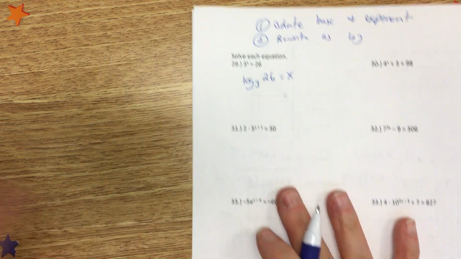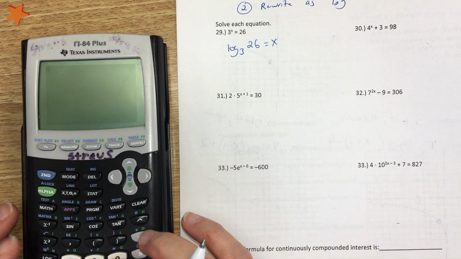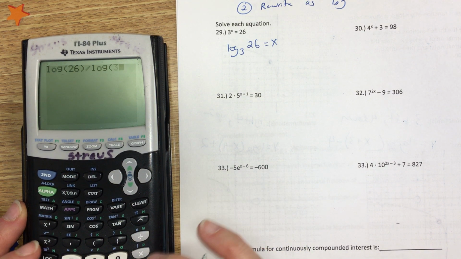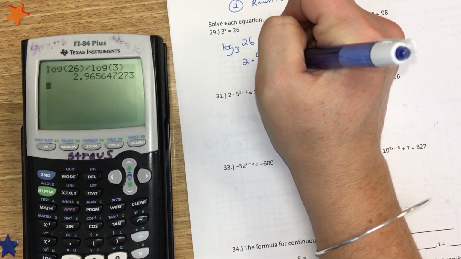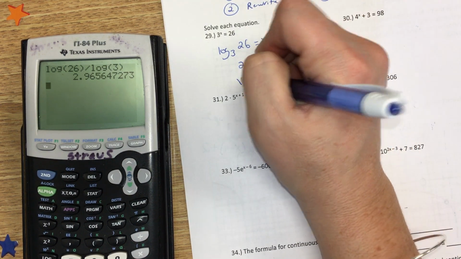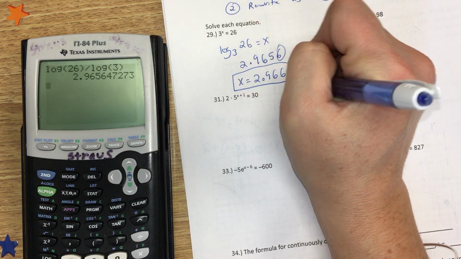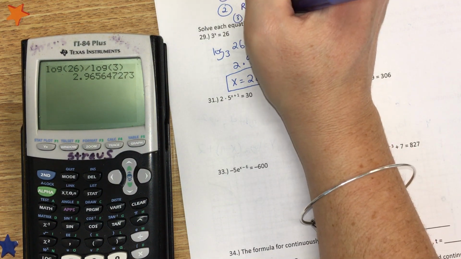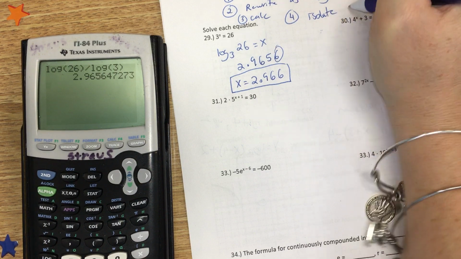And I'm just going to do this on the older calculator because the newer calculators are good. So on my calculator, I'm going to type in log of 26 divided by log of 3. And if I wrote that down to 4, it would be 2.9656. And this is going to round up, so my answer is going to be x equals 2.966. Now, step 3 calculator. Step 4, isolate x.